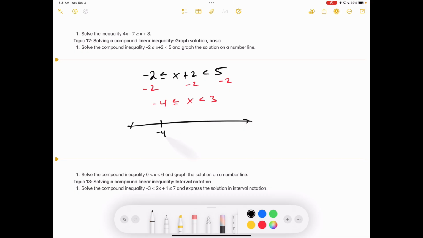So now to graph this, we would do a closed circle and then an open circle, and x is somewhere between there. So this would be a bracket at -4 and a parenthesis at 3.